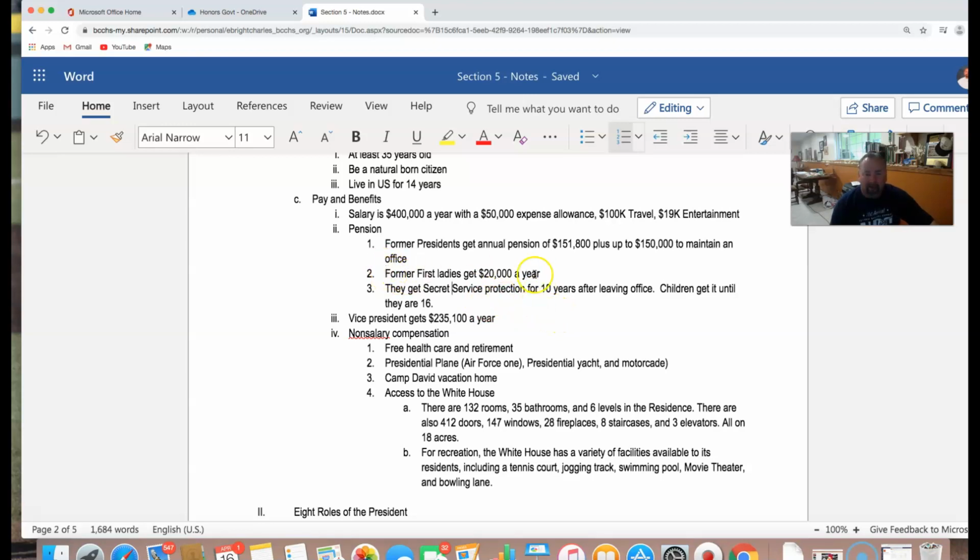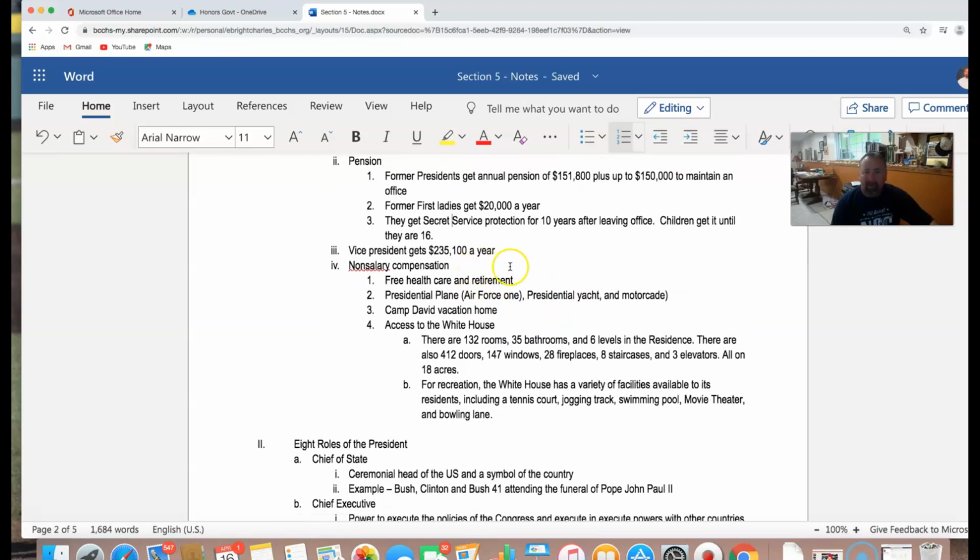And the first ladies get Secret Service protection also after leaving office for 10 years. Okay, so Hillary has gotten that. She got that for a long time. Okay, the vice president gets $235,100 a year. I just looked that up. So that's probably what Nancy's making now, the equivalent. And he's the president of the Senate. She's the Speaker of the House. They both make this much.